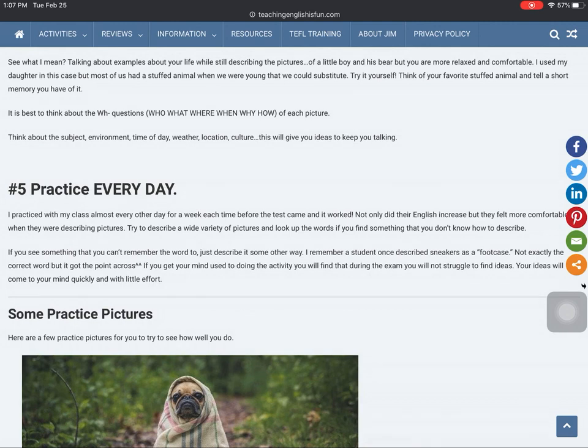Of course, how we know is not WH, but it's part of one of those questions, right, of each picture. And there are some other prompts just to give you ideas. Think about the subject. Who's the subject in the picture? In this case, we've got the little boy and this dog, or his bear.